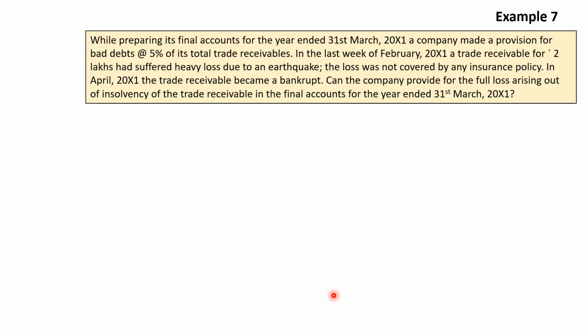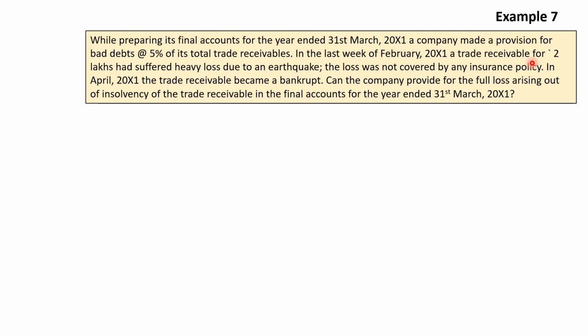Quite an easy question. The final accounts are ending on 31st March. The company made a provision of 5% on all debtors based on past experience. In the last week of February, that means before 31st March, the company came to know that one of the trade receivables, from whom they are going to recover rupees 2 lakh, has already suffered a heavy loss due to an earthquake. The earthquake took place where our debtor is doing business, and he has suffered a great loss. So whatever money we are going to claim from him, that is rupees 2 lakh, probably we may not be in a position to recover.